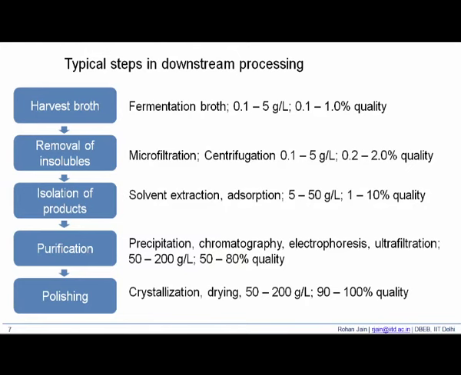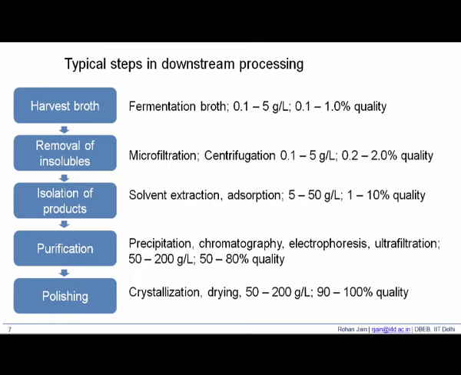These are the typical steps in downstream processing. So, you do a fermentation, and you harvest the broth, which is here, with my mouse. This is after your fermentation. The concentration of your product is 0.1 to 5 gram per liter, and the quality is 0.1 to 1.0% purity. Here quality means purity.